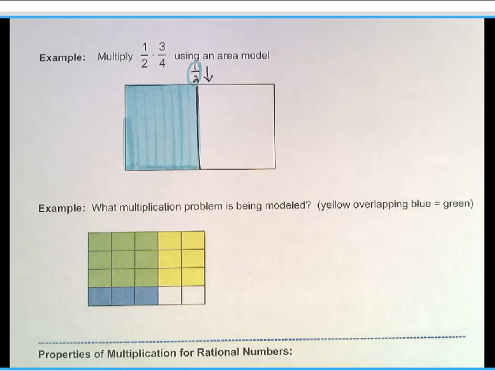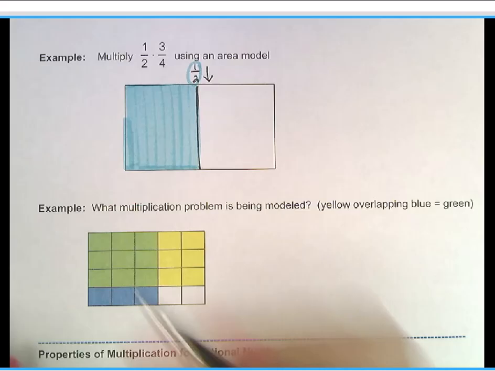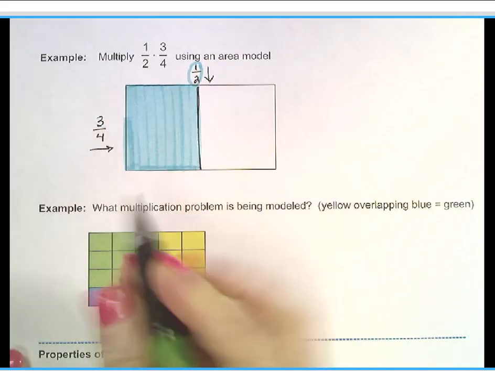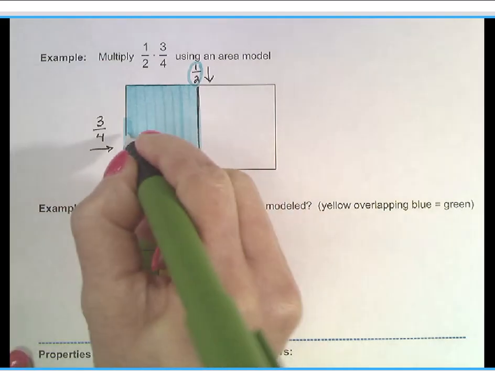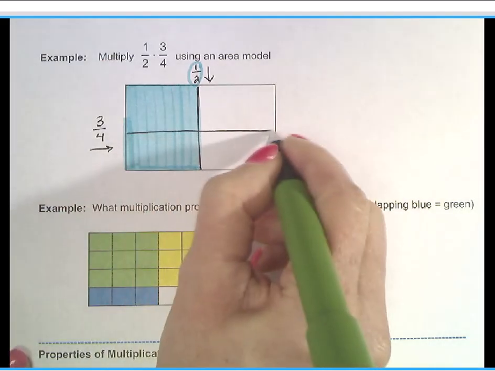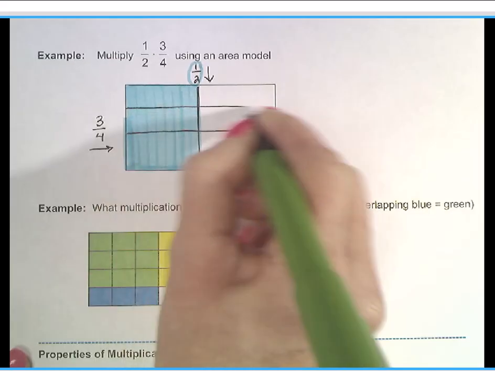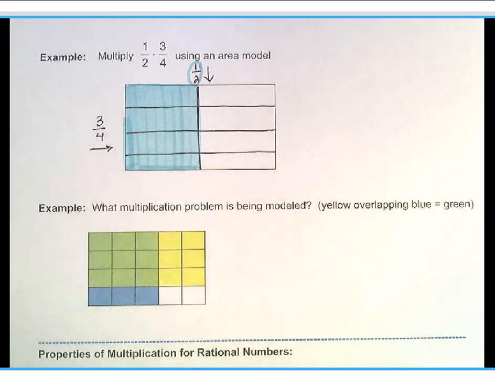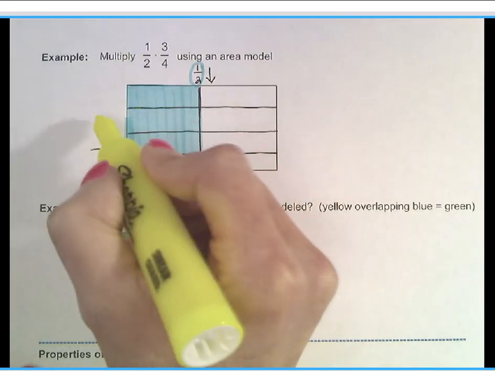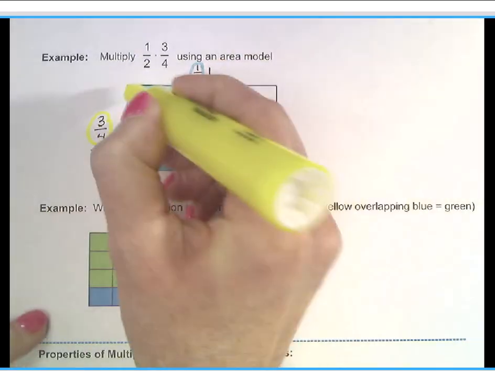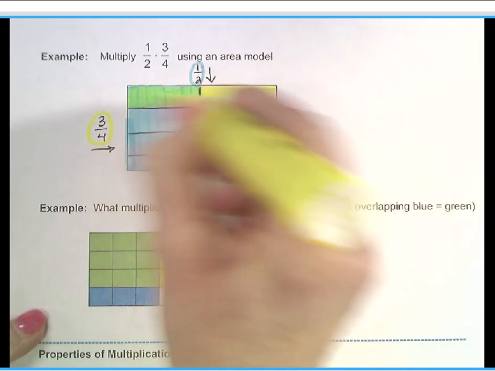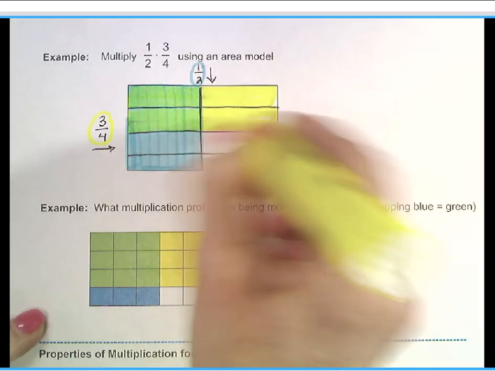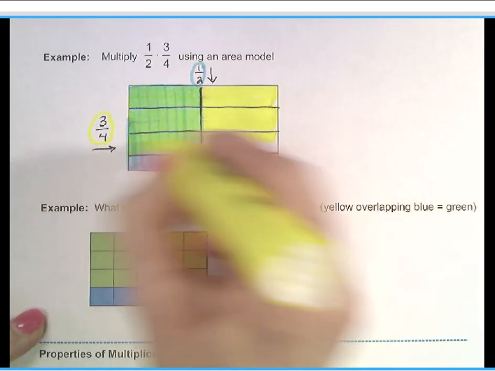Now going the other direction, I'm going to shade 3/4. So 3/4 is going to go this way. So going horizontally, I have to split this into fourths. So again, just kind of eyeball it. Do the best you can. And I am going to shade 3 of those 4 rows. Any 3 that you want, it doesn't matter. There's 1, 2, 3.